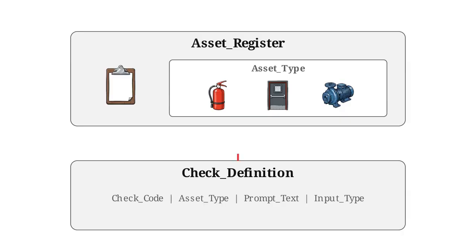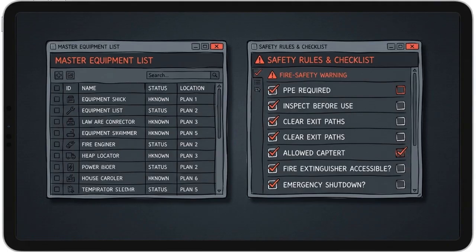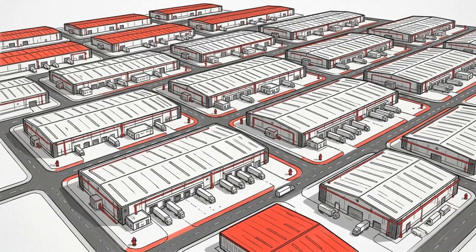Next, create a check definition table holding safety rules, linking directly back to the Asset Register. Separating the master equipment list from the dynamic checklist rules keeps the application lightweight. This structure allows the system to smoothly scale across thousands of buildings without slowing down.